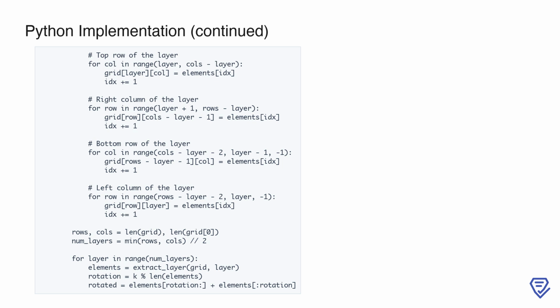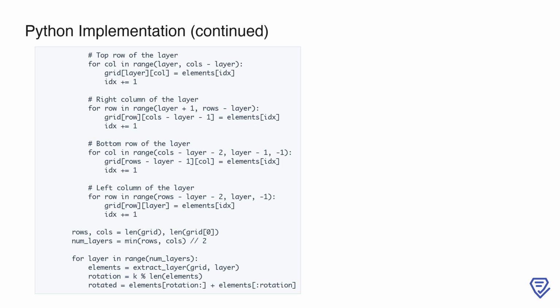Starting with the top row, we update each cell one by one. Next, we move to the right column, inserting elements from top to bottom. After that, we handle the bottom row, filling it from right to left. Finally, we complete the left column, inserting elements from bottom to top. This ensures that the rotated elements are placed back in the correct positions, preserving the grid structure.